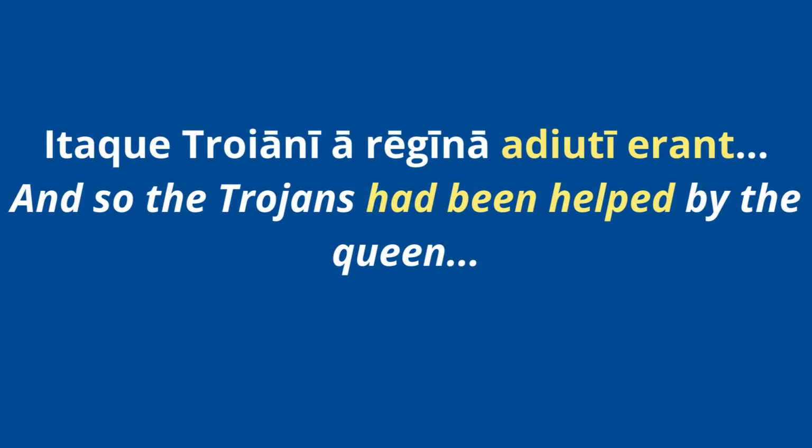You have "itaque Troiani a regina adiuti erant." So the Trojans had been helped, adiuti erant. Notice how there's a long I on adiuti. It's referring back to Troiani. And then you have erant, which is the imperfect form of esse. This is pluperfect passive voice. So again, they had been helped.